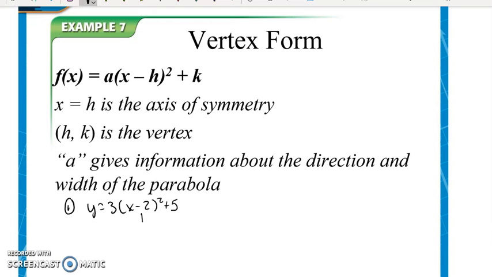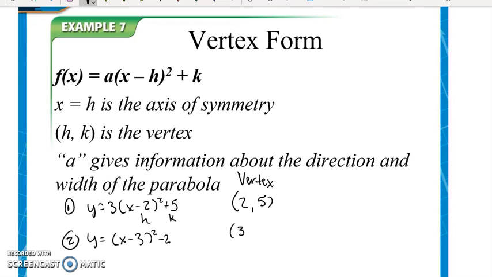So you go over here, this is the h, this is k, but h is still hard-headed, so you take the opposite of that. The vertex is at 2. The 5 stays the same. So this is the vertex. So what if I had another example: y equals (x minus 3) squared minus 2. What's the vertex for this one? Find the h. It's got a 3 in there with the x, x minus 3, so this has to be a positive 3 and a negative 2.